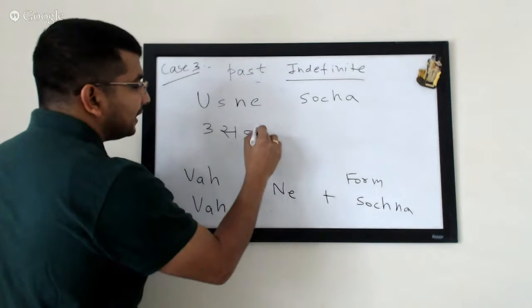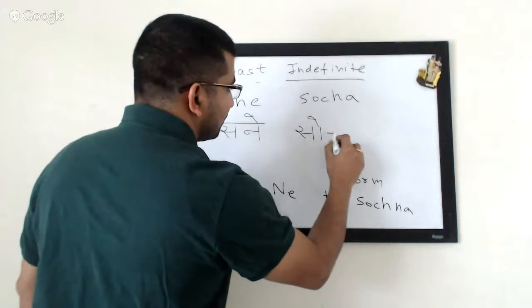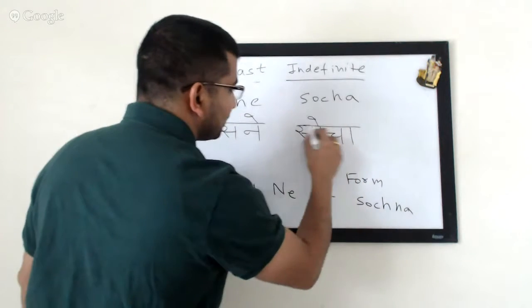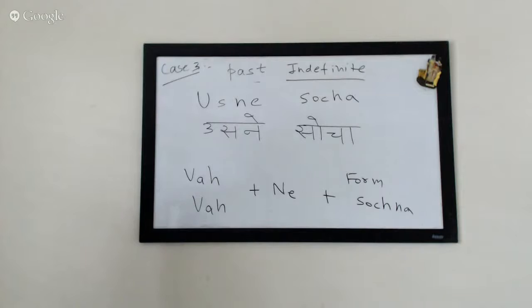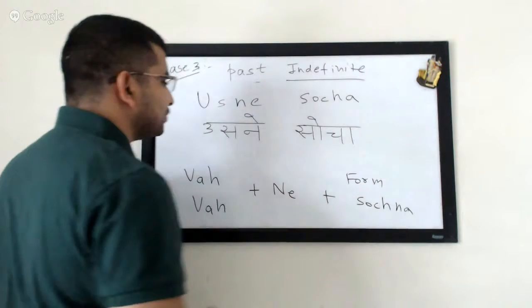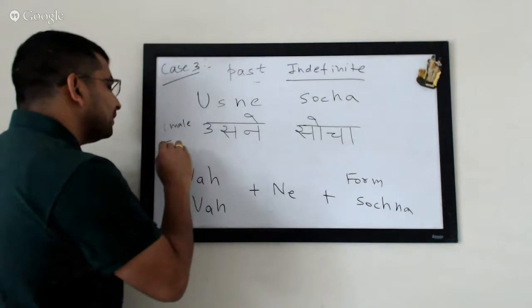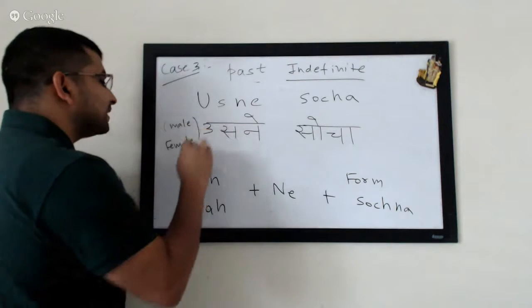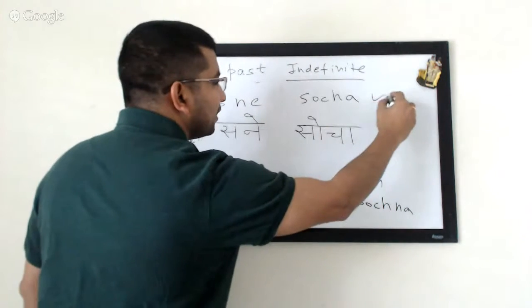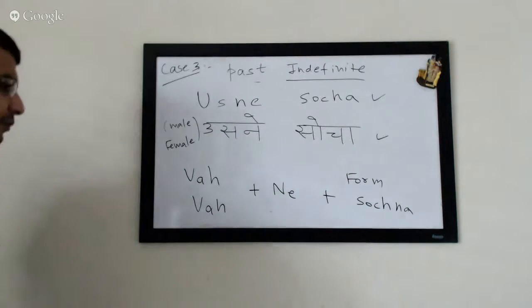उसने सोचा, उसने सोचा. Okay, उसने सोचा. Now, even for girl, you don't change the form from socha to sochi. So it's for both male and female. It means उसने सोचा for both male and female. Okay, so I hope this is clear.